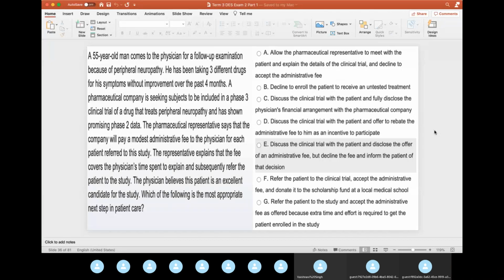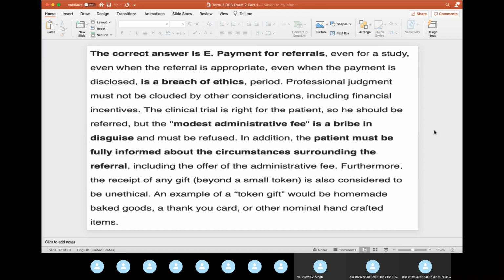Discuss the clinical trial with the patient and disclose the offer of an administrative fee, but decline the fee and inform the patient of that decision. So you discuss the trial with the patient and disclose the offer of an administrative fee, full disclosure, but you tell them I decline the fee and inform the patient of that decision.